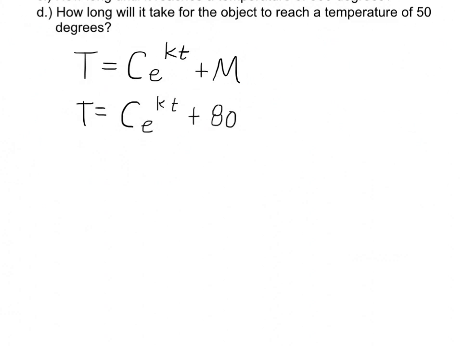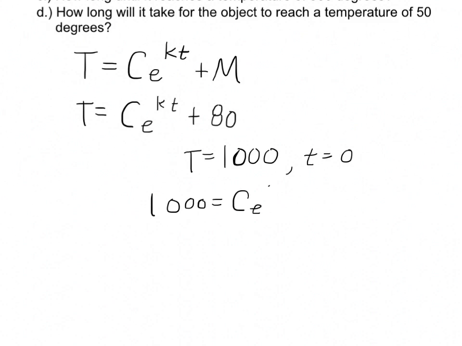In order to find c and k, I'm going to have to use other information from the problem. In particular, we're told that the temperature of the object is initially 1,000. Which means the temperature is 1,000 when time is 0. So that means I'll have 1,000 equals ce to the 0 plus 80. If I subtract the 80 over, I'll find out that c has to be 920.